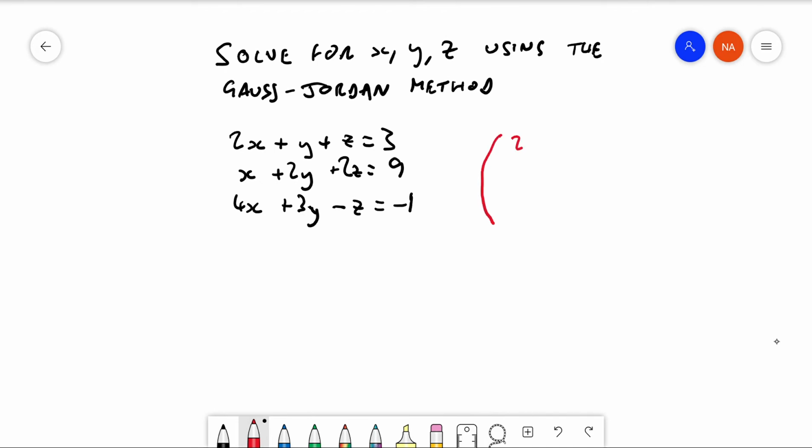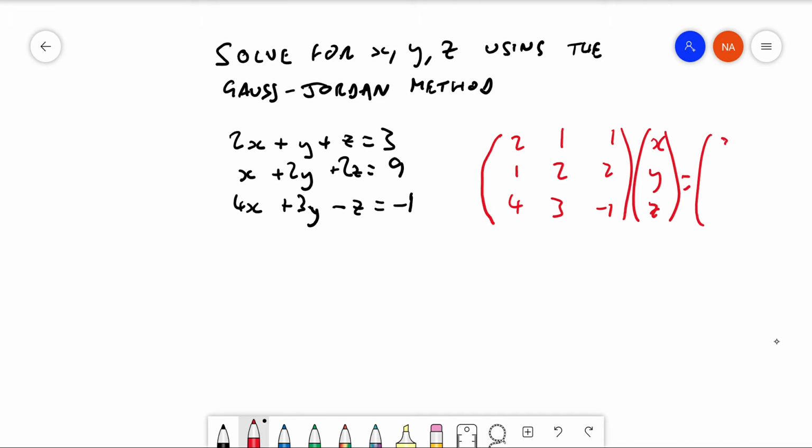You'd have a 2, 1 and 4. I'm just taking the coefficients in front of the variables, 3 and 1, 2, negative 1. If you multiply it by x, y, z, that would give you 3, 9, negative 1. And that's just a matrix representation of those three equations, and you would still do the same thing. Your rows across, you'd multiply by the column down, and you get the same thing as written there. So that's that same set of equations written in matrix form.